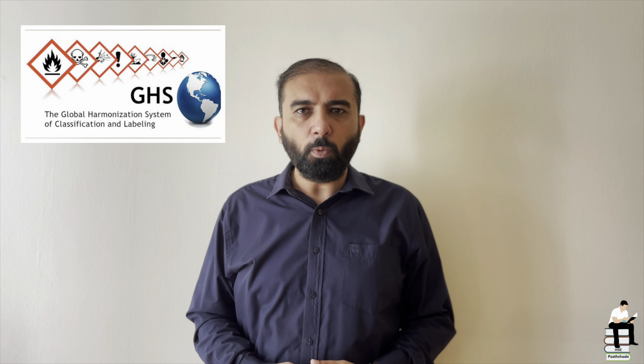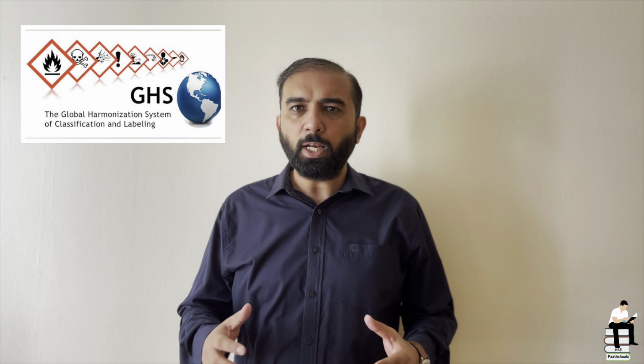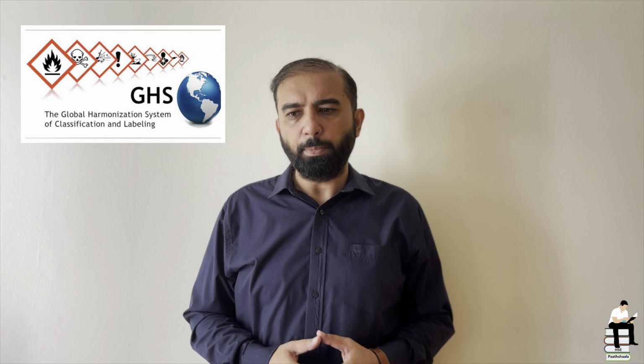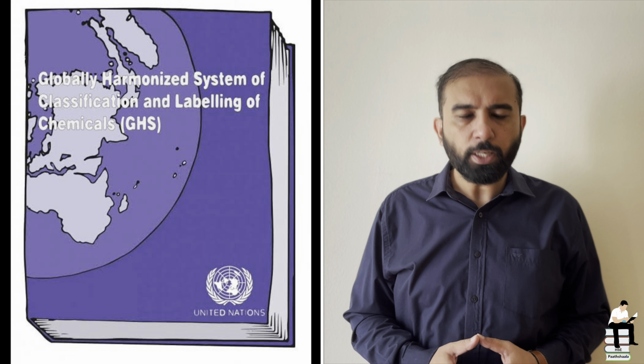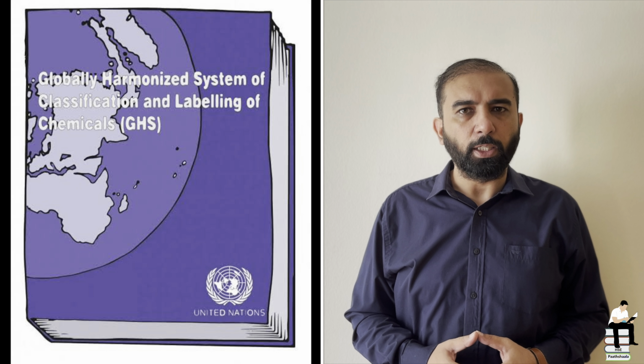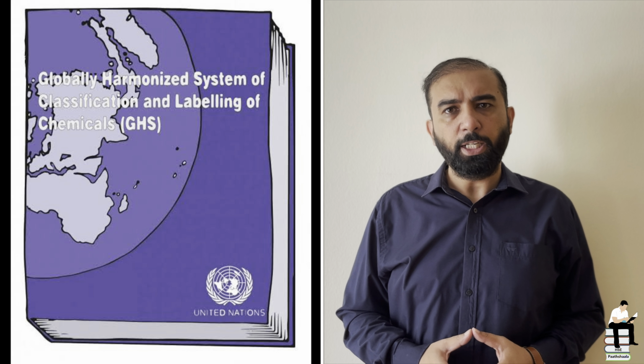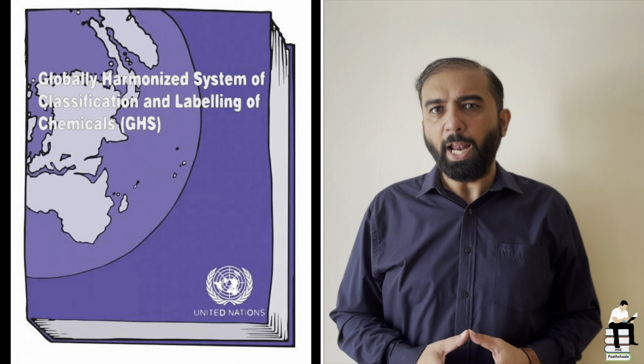GHS is an abbreviation for Globally Harmonized System for Classification and Labeling of Chemicals. It is developed by the United Nations and was first published in 2003. Since then, it is updated, improved and revised every 2 years. The last revision happened recently in July 2023 and the next update is expected in 2 years, in 2025.